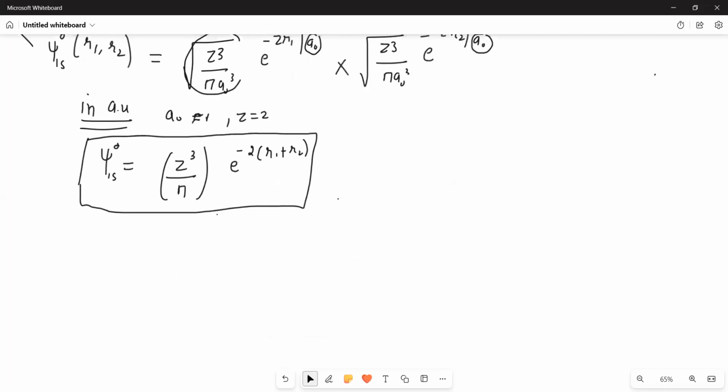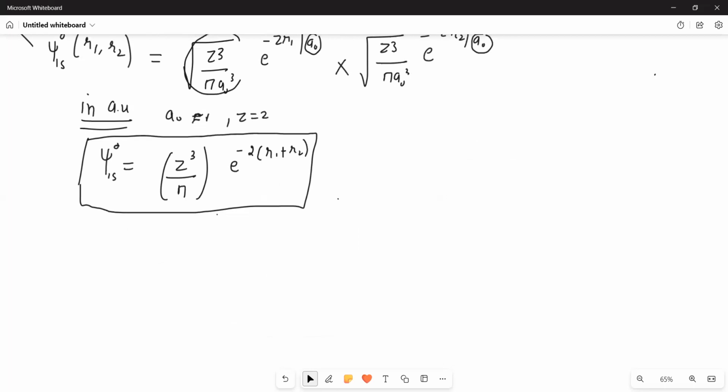Now we can write the Schrodinger wave equation, as we are assuming that the helium atom is equivalent to... Ma'am, e raised to power 2, or should it be z? I wrote e raised to power 2, I wrote 2 here, okay, minus 2 times r1 plus r2.